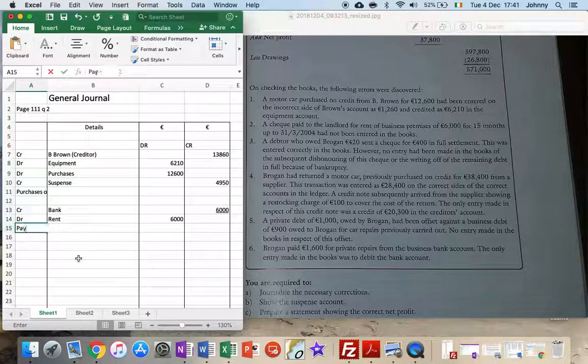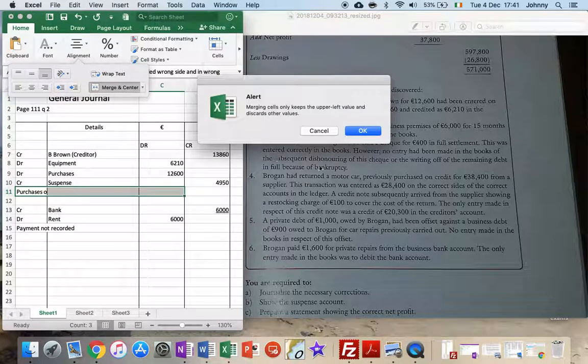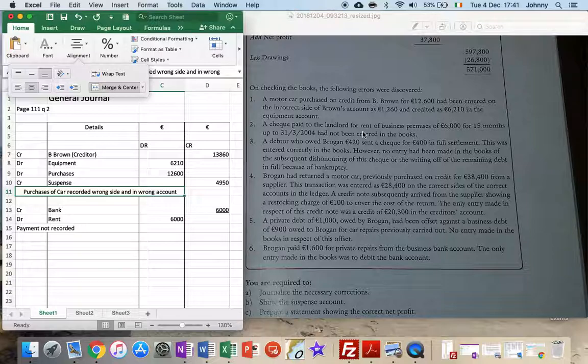So payment not recorded. We need to make sure that we are putting these transactions in, because the little narrations they call it, if we don't put it in, then that means that marks are going to be lost for this. So we need to make sure that we do record this.